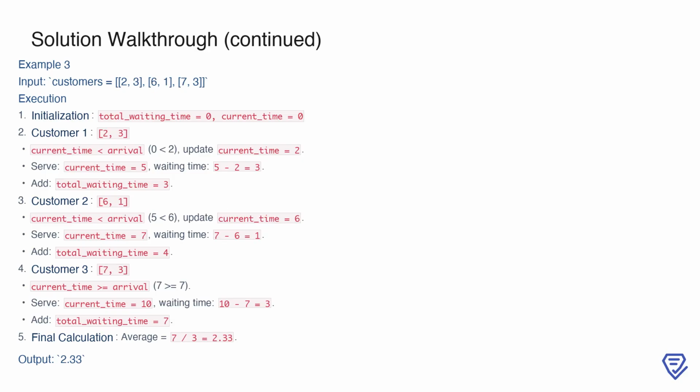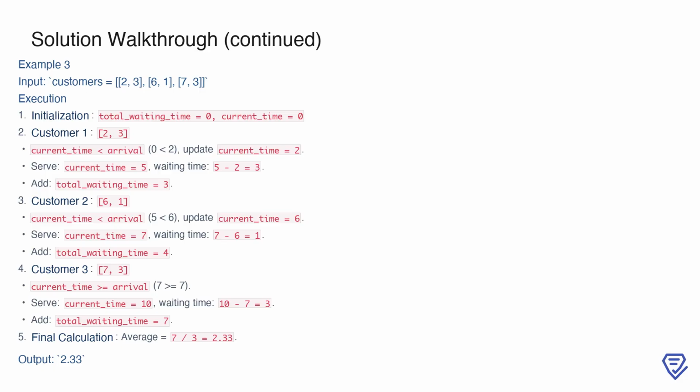In the final example, customers equals [2, 3], [6, 1], [7, 3]. We begin with total_waiting_time equals 0 and current_time equals 0. For the first customer, arrival equals 2, processing equals 3, the current time is less than their arrival time, so we update current_time to 2. The chef serves them, and the current time becomes 5. Their waiting time is 5 - 2 equals 3, which we add to the total, making total_waiting_time equals 3.